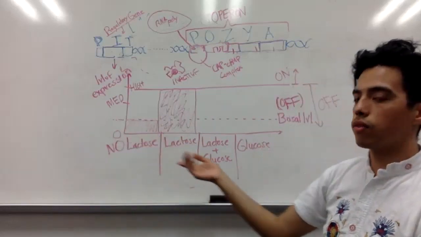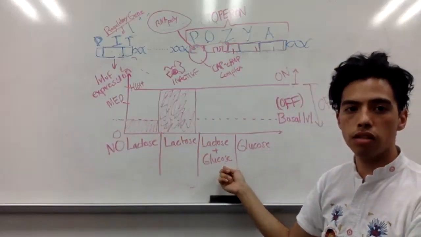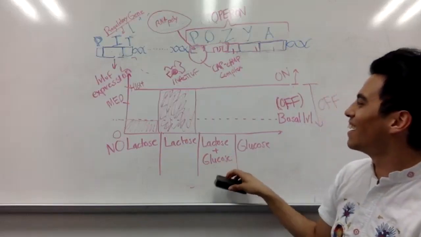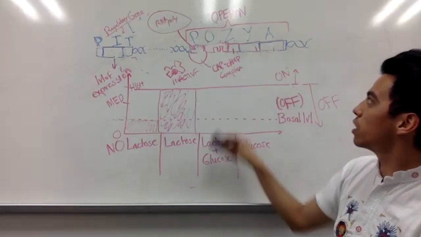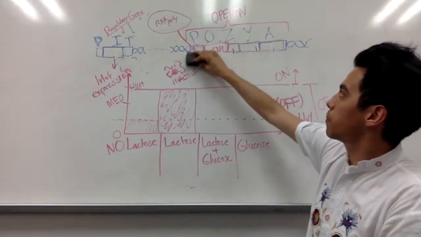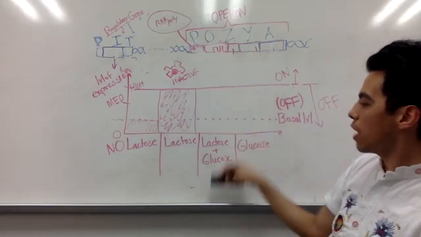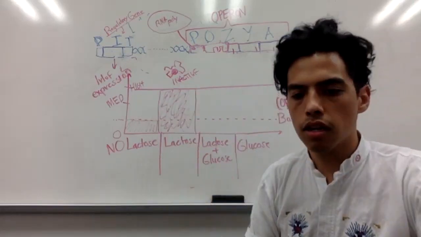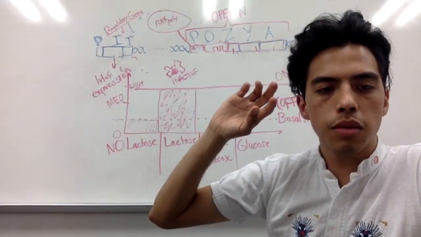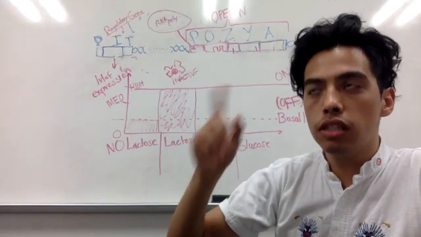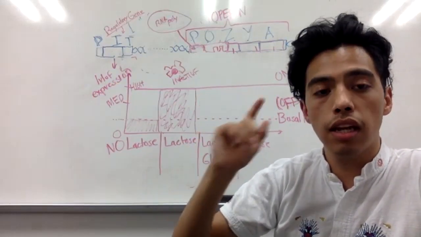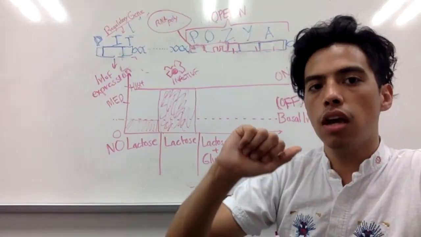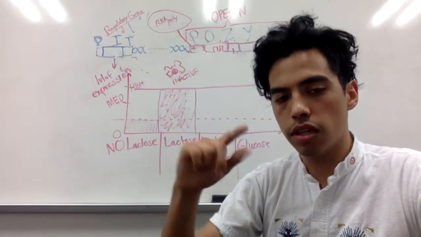Now, the next case, when we have lactose and glucose, is where we don't have that CAP-cAMP complex, right? And the reason why is because we have adenylate cyclase being inhibited by glucose being there. And so you don't create cAMP, and therefore you don't create that complex of cAMP and CAP.